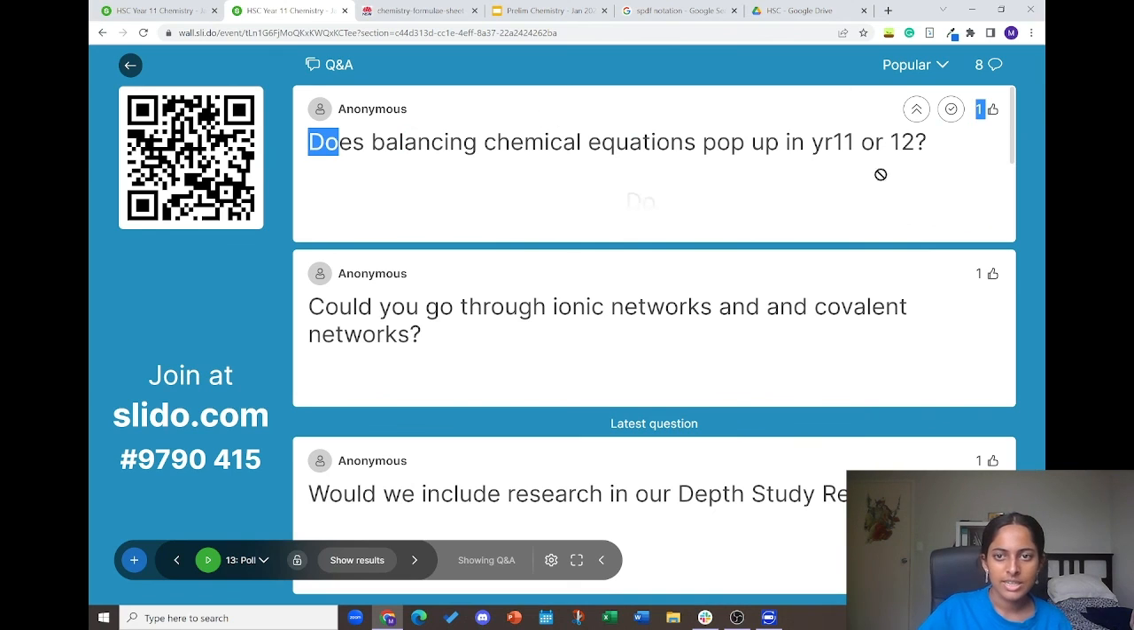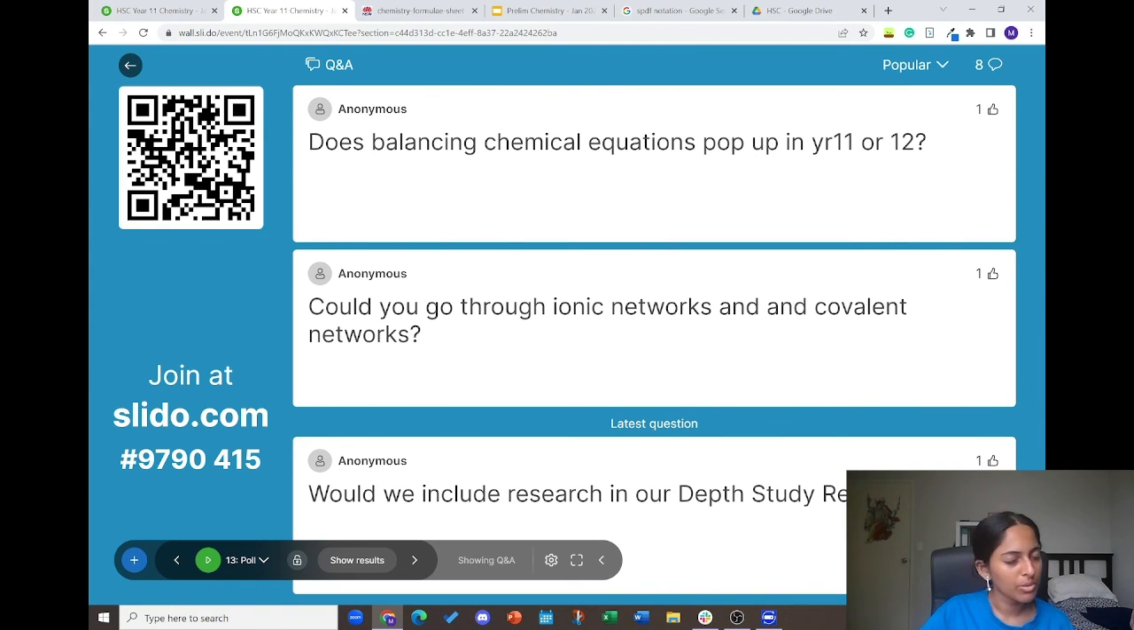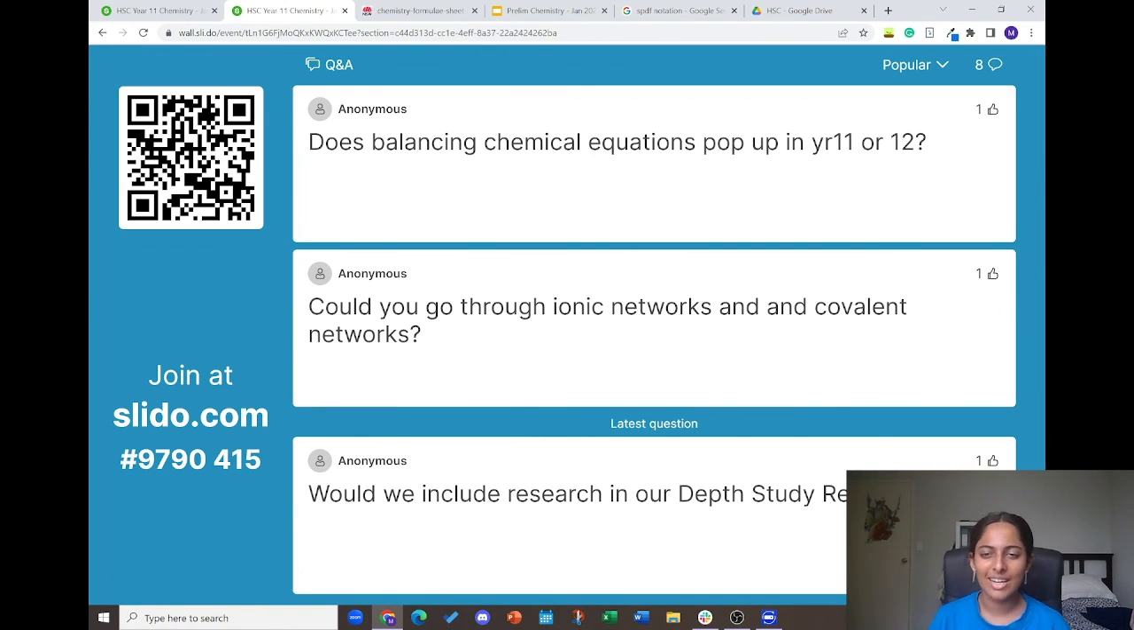Does balancing matter? Yes, it does. In fact, I think this is what you really start off with in Year 11, and they will always come up in Year 12. Even in your exams, probably a mark is dedicated to a balanced chemical equation. And if you do long response or short response, ideally in every single question you want to have a chemical equation.